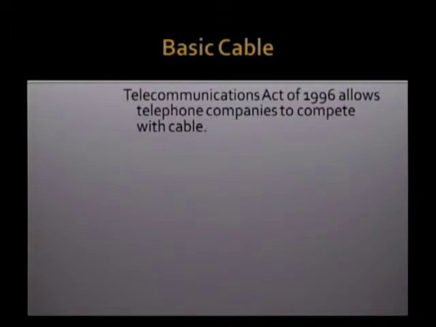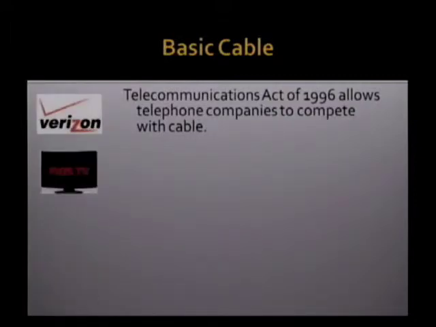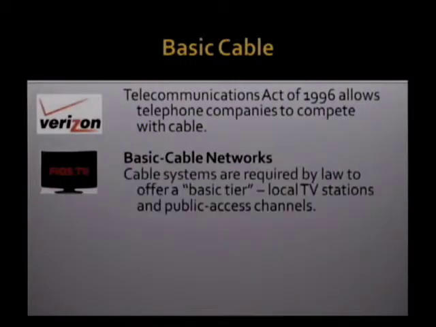The basic cable tier includes, at a minimum, local TV stations and all public, educational, and government access channels. So for instance, basic cable tiers in Commerce carry all local Dallas stations like Fox 4 and ABC 5, CBS, etc. Channel 8, sorry, ABC, can't forget that one.